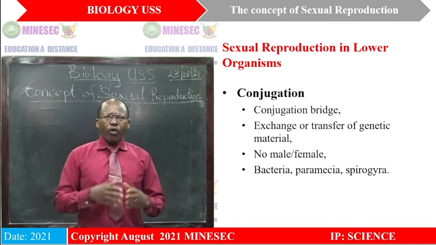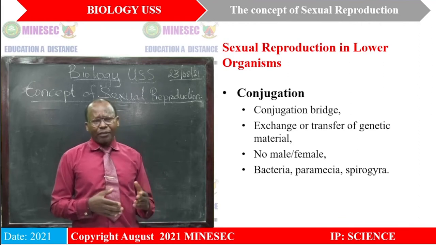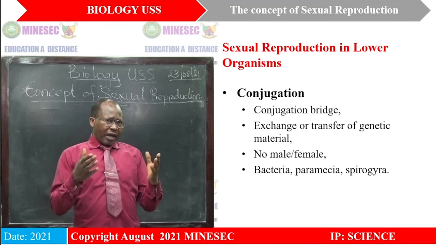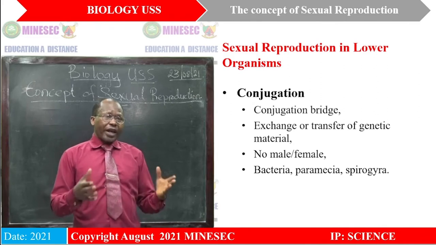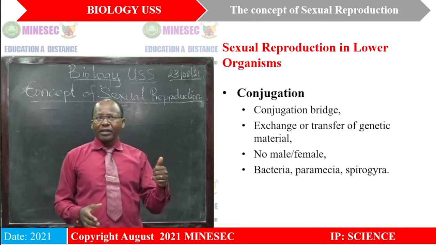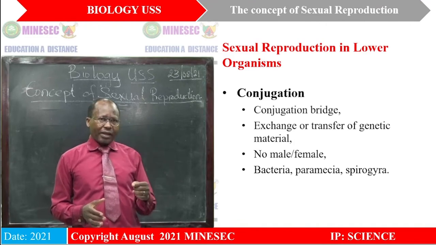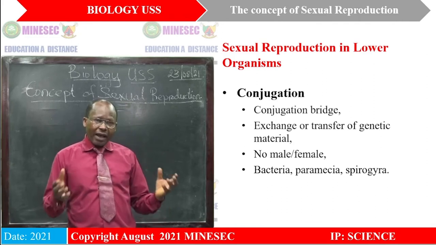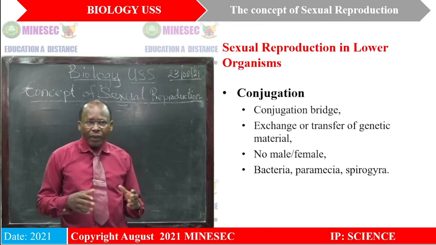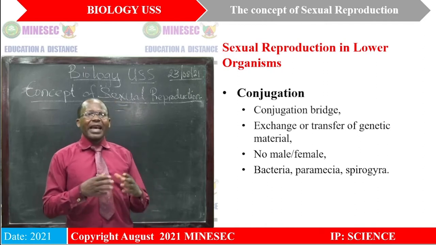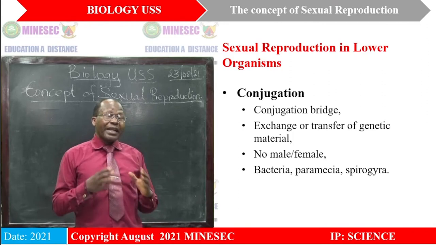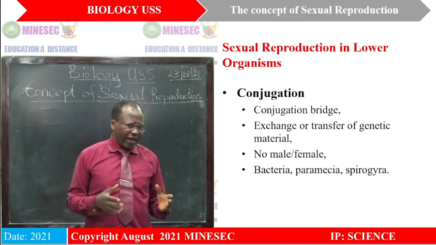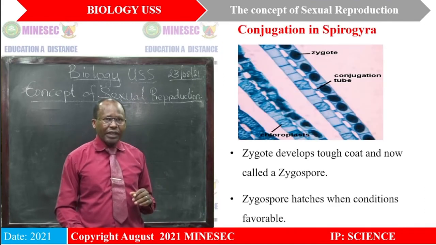Now, when we talk of conjugation, what happens? We shall be looking at the example of Spirogyra, which is common in our environment, and we shall see that during conjugation, the two strains will come together. Remember, we have also seen in hydra that there is budding. So you should not be confused when we talk of budding and we talk of conjugation. There are a variety, so we have to be specific at this point. When the two strains come together, there is the exchange or the transfer of genetic material. But there is actually no male and there's actually no female. We have good examples in bacteria, in paramecium, in Spirogyra, as we are going to see in a short while.